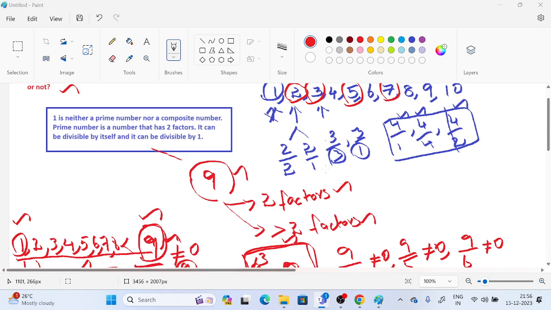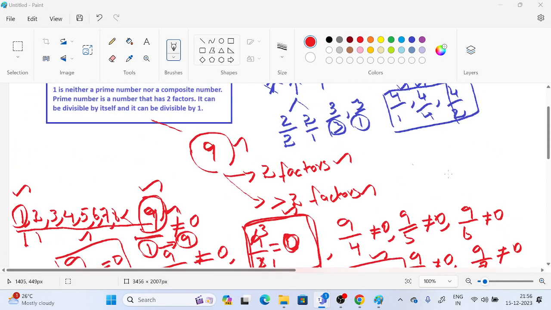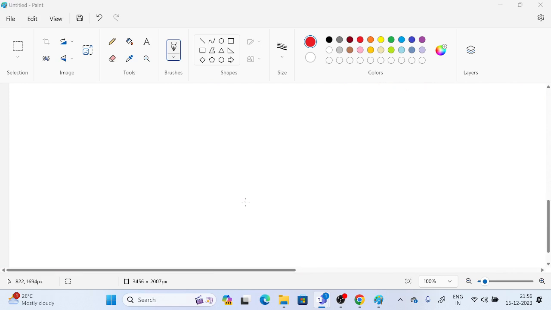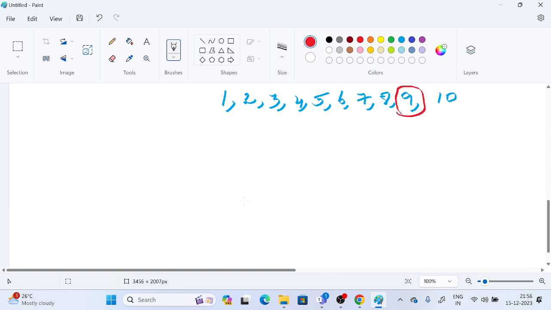So this is one of the ways to write code for prime numbers. But there is another way. Again, the same number I am going to take, so there is no confusion here. I am going to eliminate the little confusion. Same number pattern: 1, 2, 3, 4, 5, 6, 7, 8, 9. And we were asked to check if the given number is a prime number or not. Let us say I want to check if the number 9 is a prime number or not.